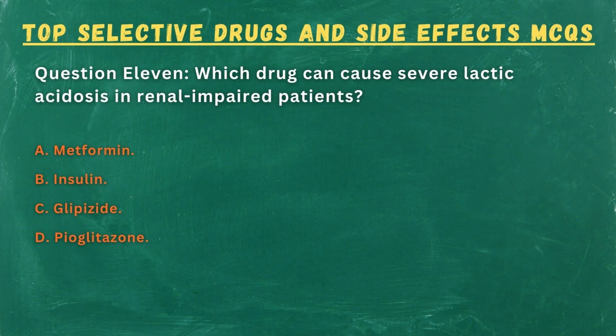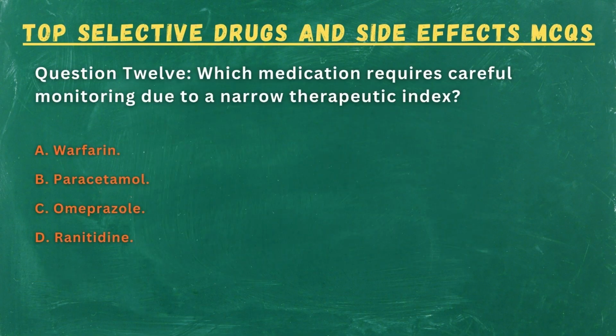Question 11. Which drug can cause severe lactic acidosis in renal-impaired patients? A. Metformin. B. Insulin. C. Glipizide. D. Pioglitazone. Answer. A. Metformin.